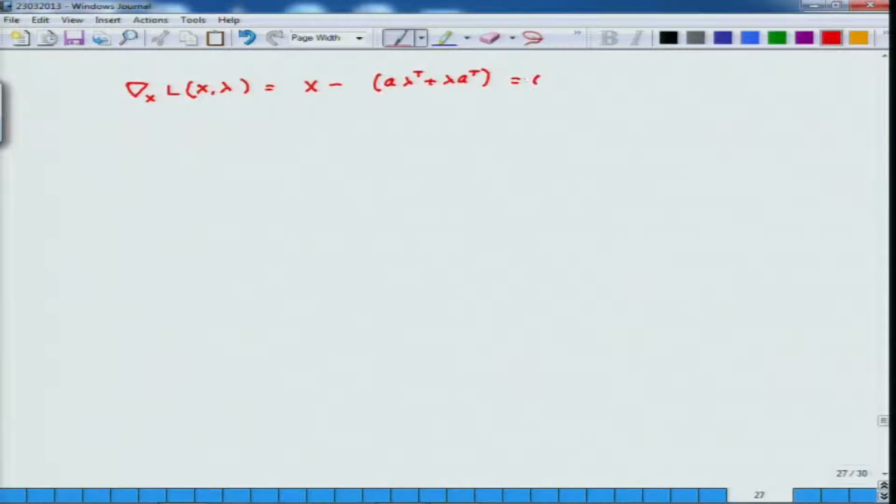So this is 0. This simply tells you X must itself be of the form A lambda transpose plus lambda A transpose. A is given to you; what you have to find is lambda, the Lagrange multiplier. Here you see the importance of the Lagrange multiplier, or the Karush-Kuhn-Tucker multipliers. Now you might ask me, why are you applying Karush-Kuhn-Tucker multipliers? How do you know the KKT condition will hold? How do you know that a constraint qualification is satisfied?